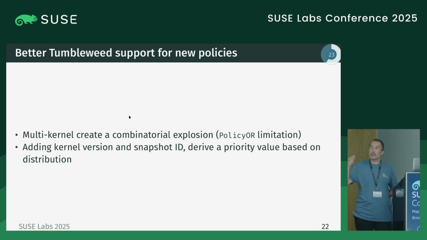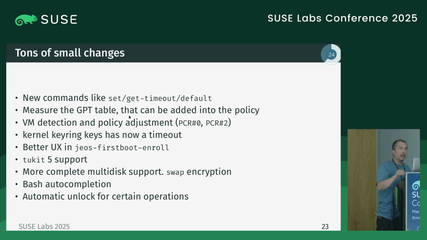In the same sense, there are some limitations about policy OR, that is a technical limitation that is only happening in Tampered because of the multi-kernel. And when we are talking about multi-kernel, it's about installing 4 or 5 different kernels in different snapshots that have a combinatorial explosion that hit a limit that is today in systemd. We resolved that, making smarter decisions.